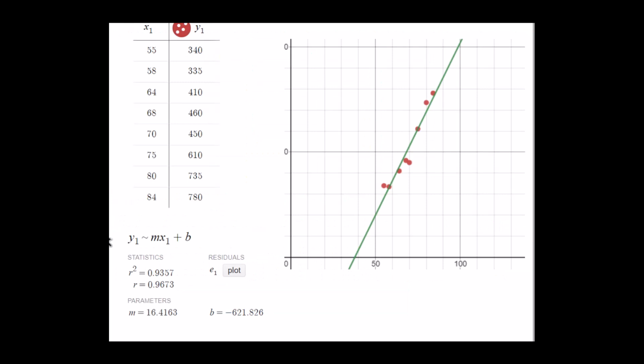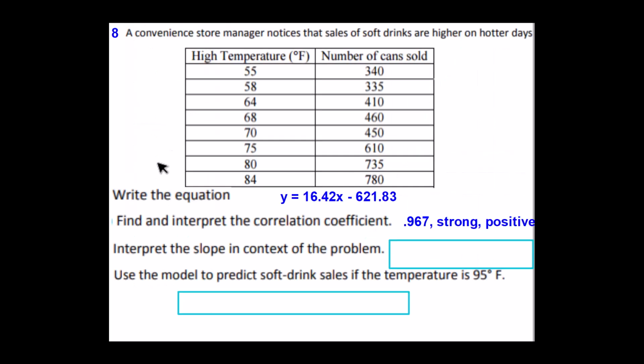Interpret the slope. Let's go back and look at the slope. The slope is positive. So what that means in context of temperature and number of cans sold is that as the temperature goes up, sales go up. Temperature goes up, sales go up. Slope is positive. For each degree it goes up, 16.42 more cans are sold.